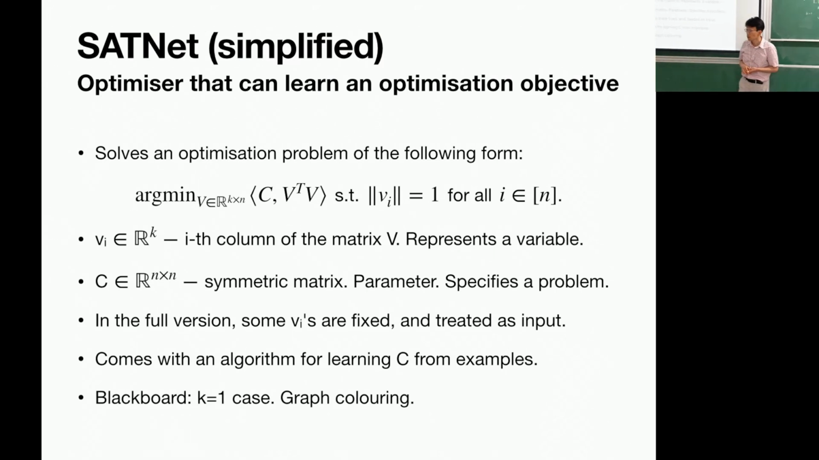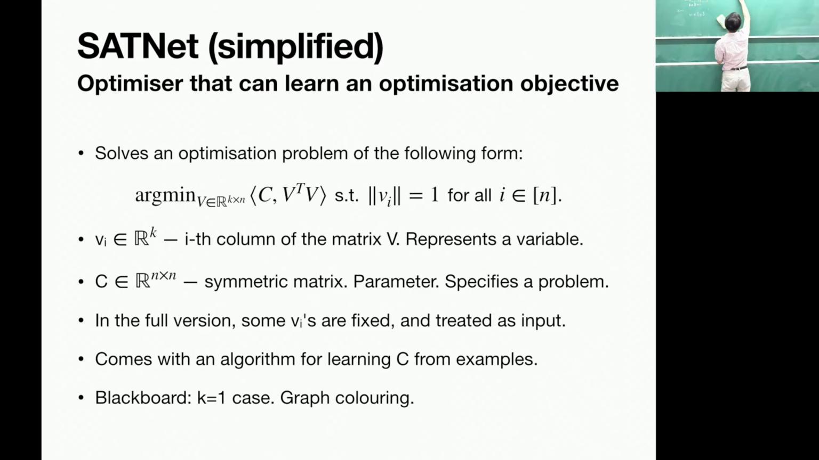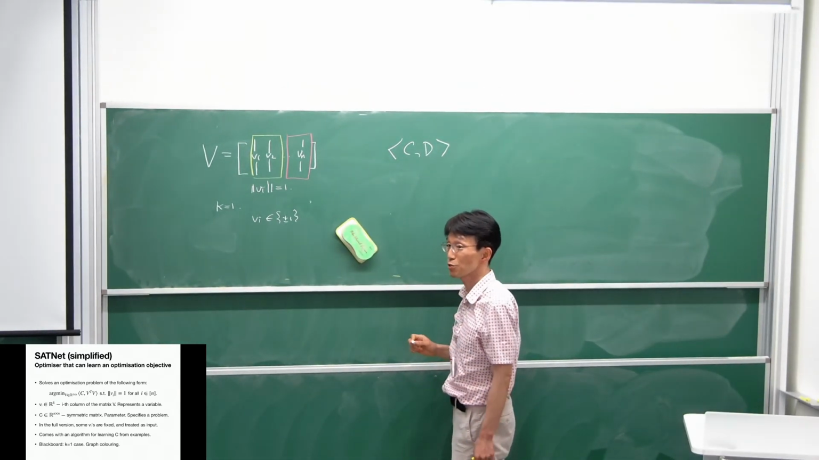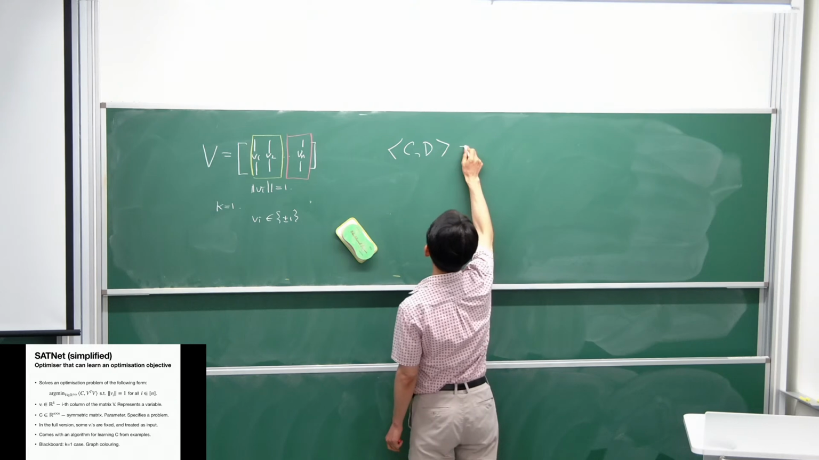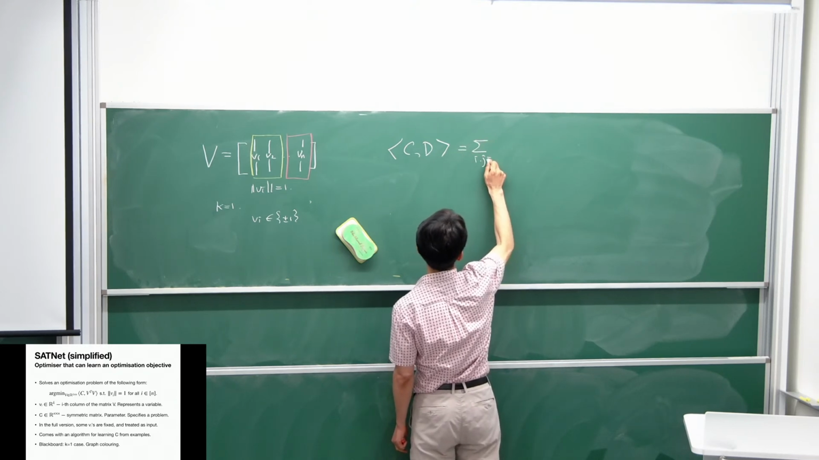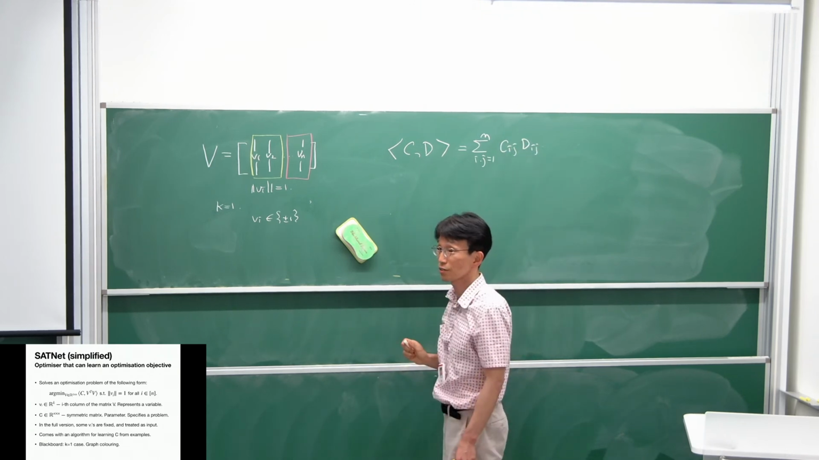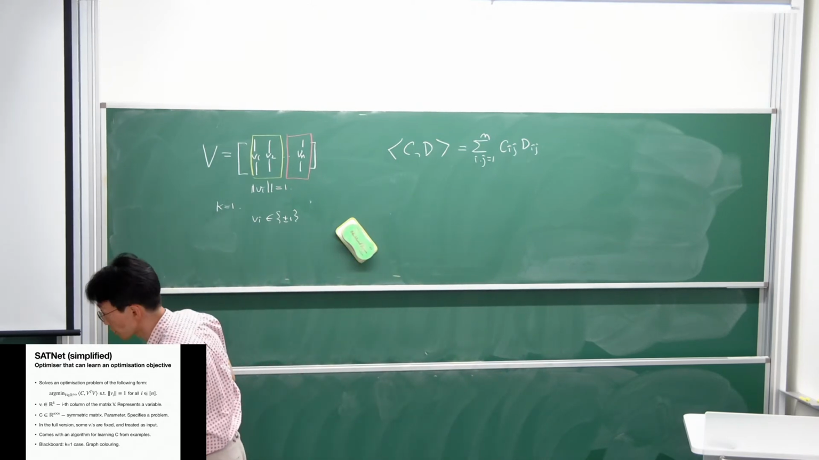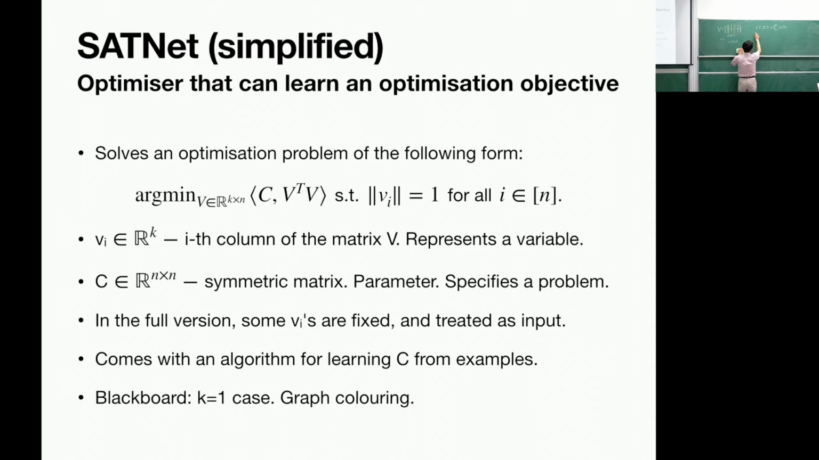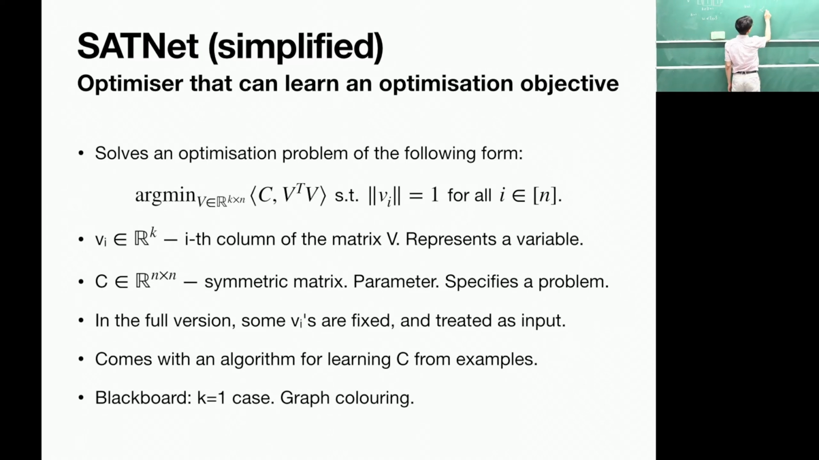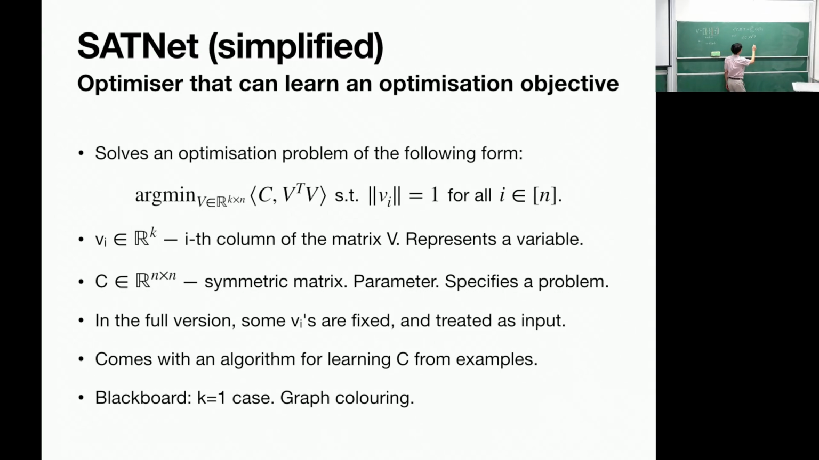Okay, so what is the meaning of this inner product? If we have C and D, which are n by n matrices, it's just the inner product component-wise, so it's a summation over i, j. But now let's try to understand this a little better by considering the case where k is equal to 1. Then this C transpose means the following.